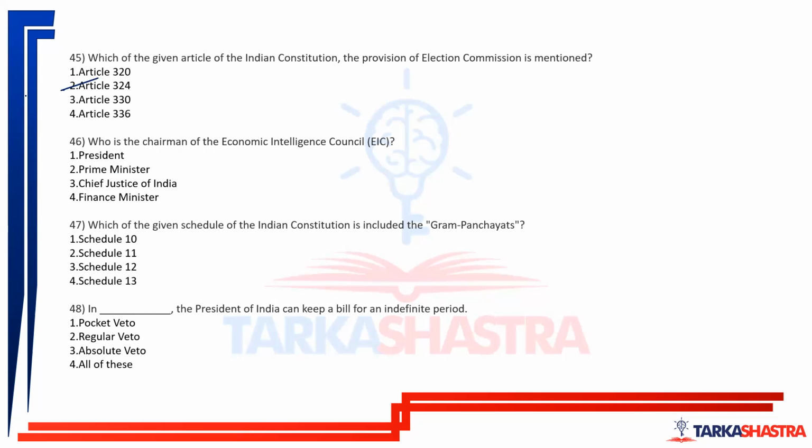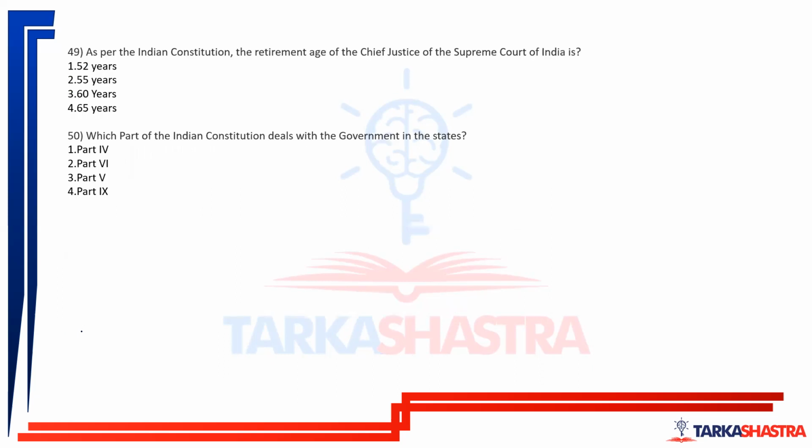Who is the chairman of the Economic Intelligence Council? The Finance Minister is the chairman of the Economic Intelligence Council. Which of the given schedules of the Indian Constitution includes the Gram Panchayats? The Gram Panchayats are included in Schedule 11. In dash, the President of India can keep a bill for an indefinite period. So in pocket veto, the President of India can keep a bill for an indefinite period.